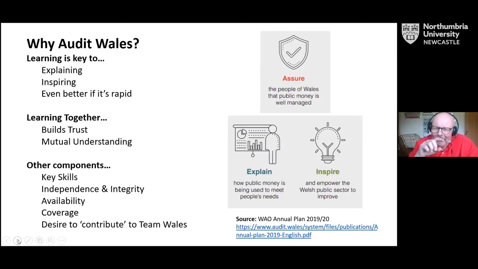The other bit about doing things together is that if we're going to do any of that stuff, we need to build trust and mutual understanding of where we're going. So coming back to the human learning environments, those Audit Wales business objectives, assure, explain, inspire, give a really helpful handle to hang this on.